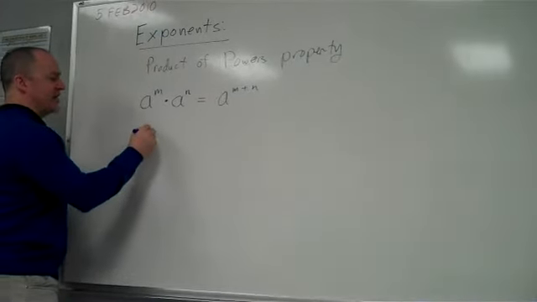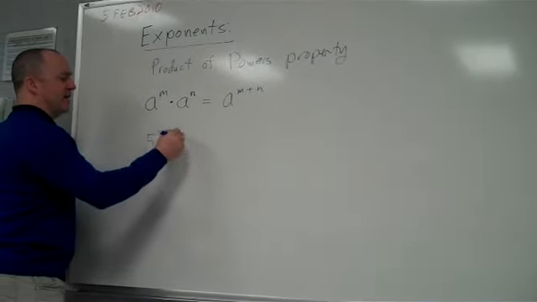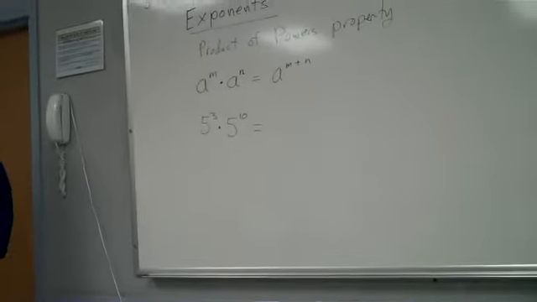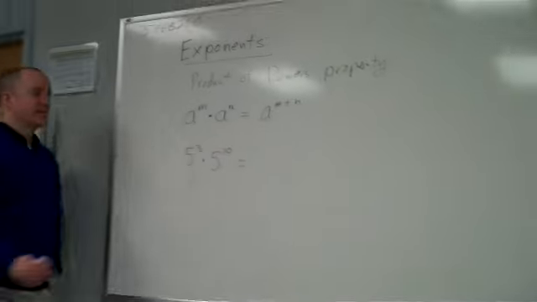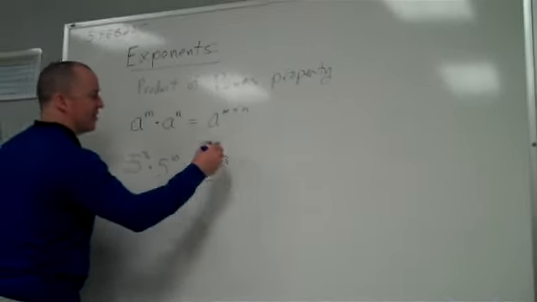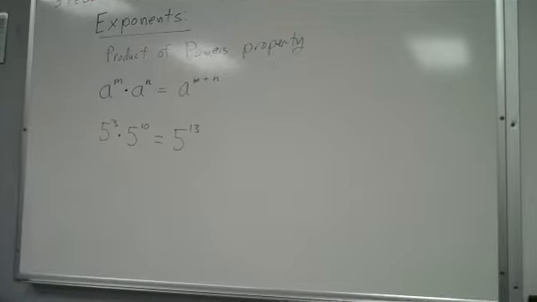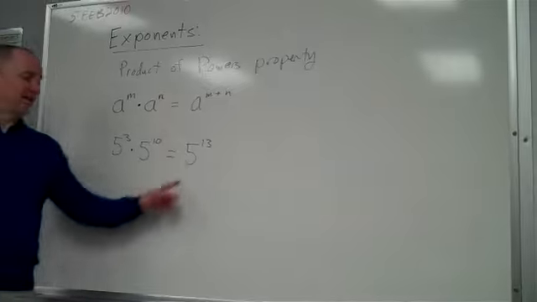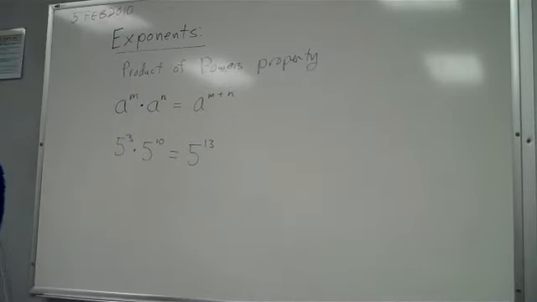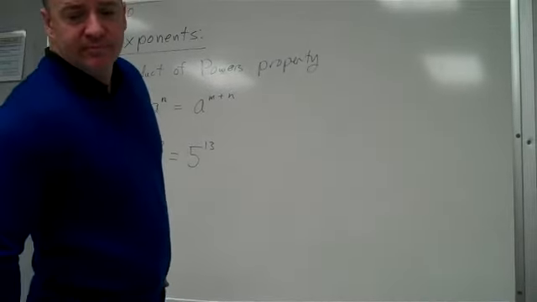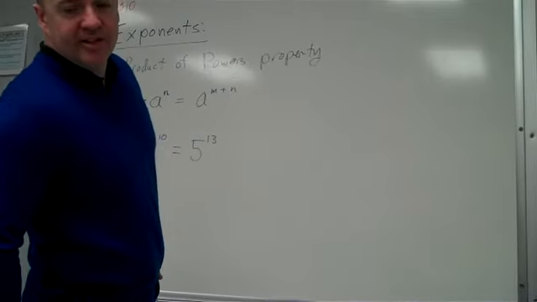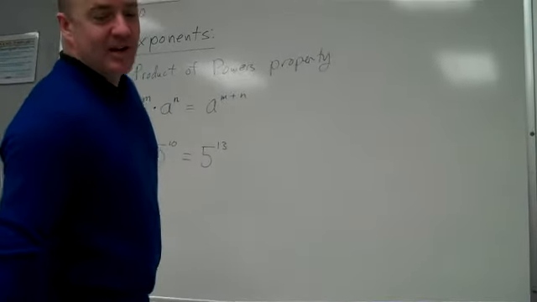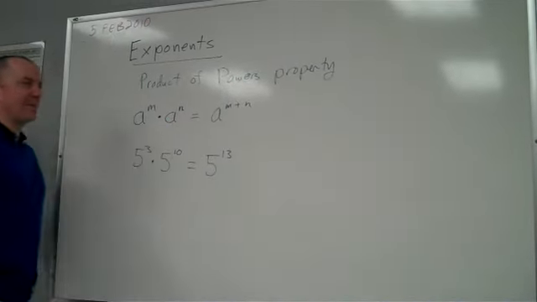So if I have 5 cubed times 5 to the 10th, what is that going to be? Jenny? It's going to be 5 to the 13th power. You don't even have to be able to multiply 5 by itself all those times. You can just give me this answer. Have your calculator give me this. This number will be huge. I love these names they give. All right? So, this is the product of powers property.